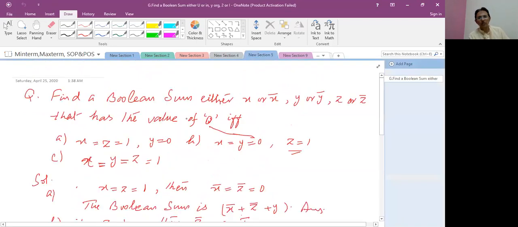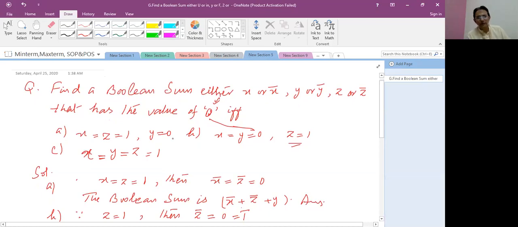Now the next application about this: if you find a Boolean sum, either x or x bar, y or y bar, z or z bar, that has the value of 0. When you find a Boolean sum, you consider 0. If you find a Boolean product, you will consider 1 only. So in the first part, they have given the values of x and z both equal to 1, but y is 0. In the second part, x and y are equal to 0, but z is equal to 1. In the third part, x, y, z all are equal to 1.